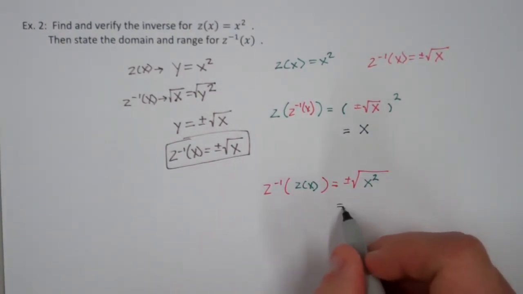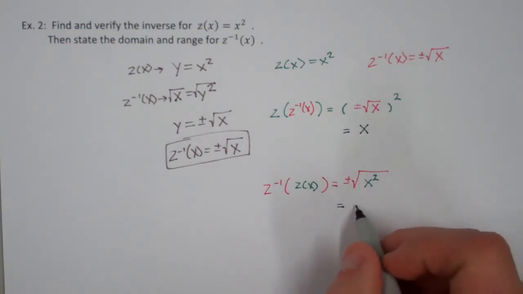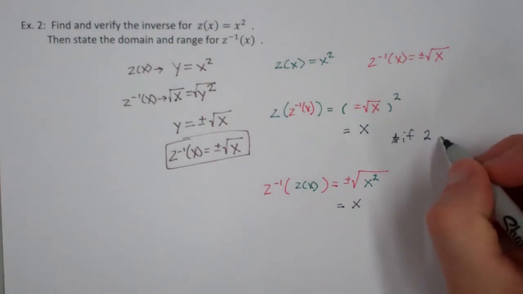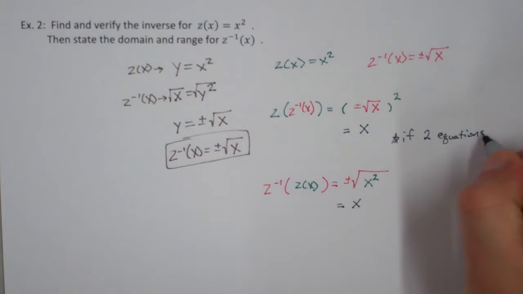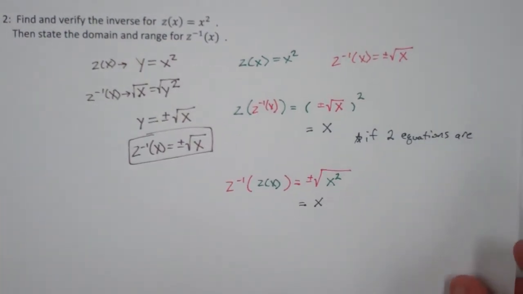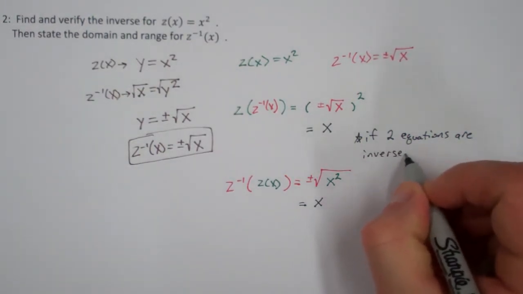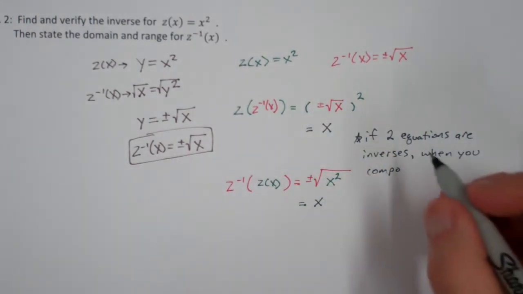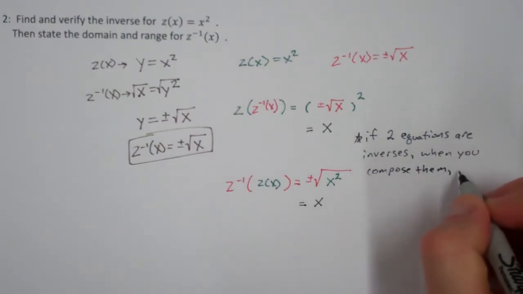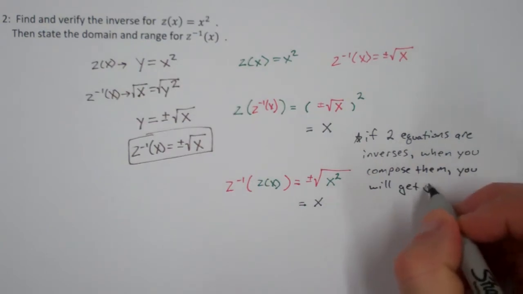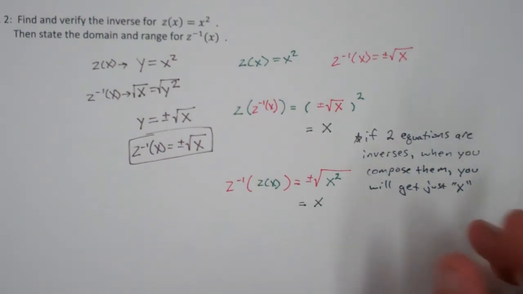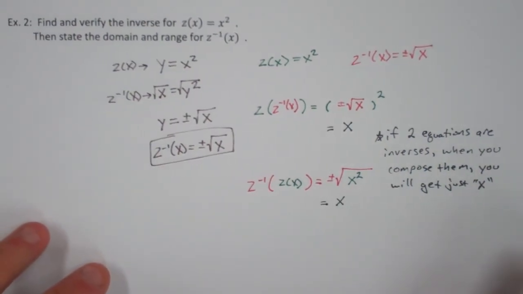If we look at the right hand side, we've got the square root of x squared, and the square root of x squared is also just x. So let me write this down for you. If two equations are inverses, when you compose them, so that's what this process is, it's a composition of functions, you will get just x. If you get anything other than x, then either you composed them improperly, that's possible, or they just aren't inverses of each other.